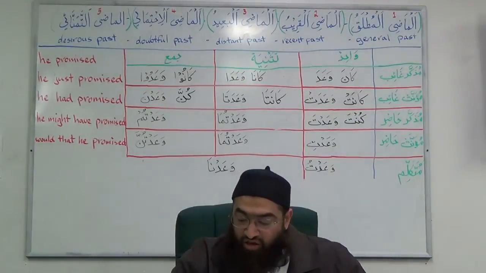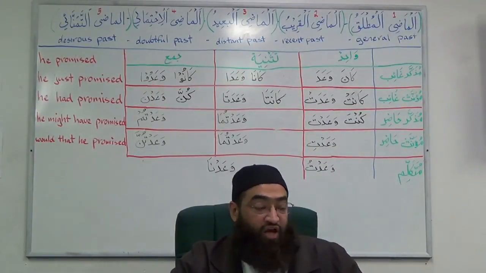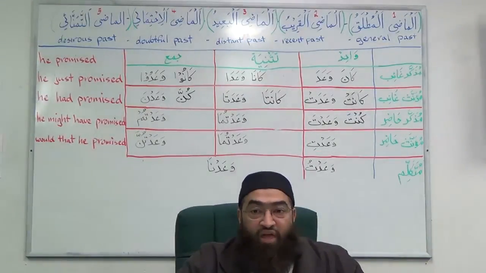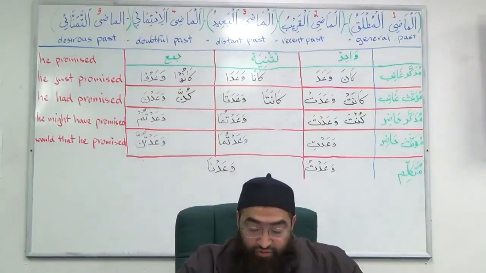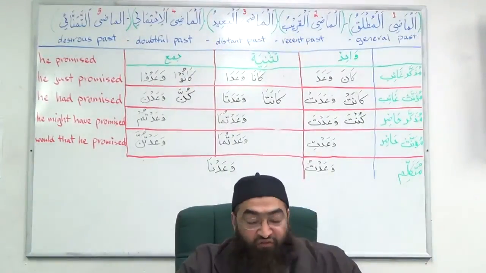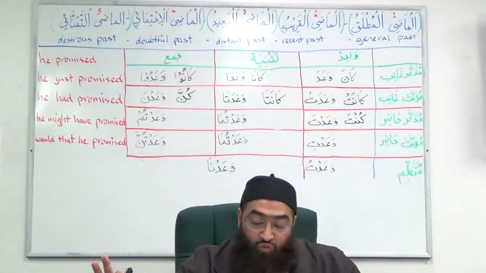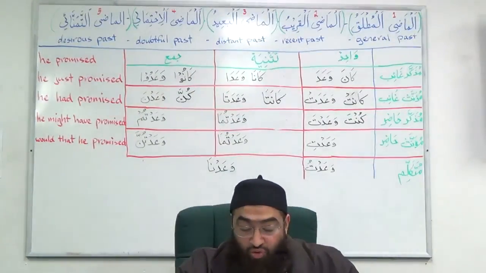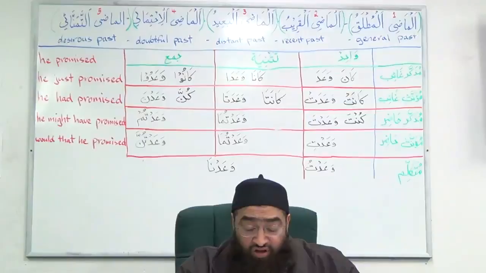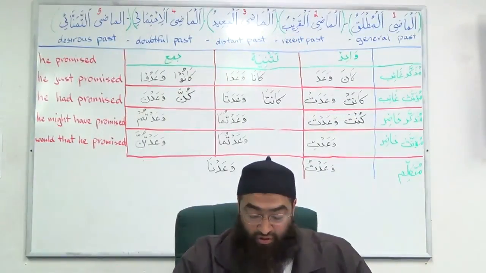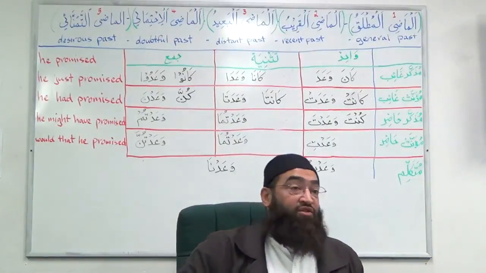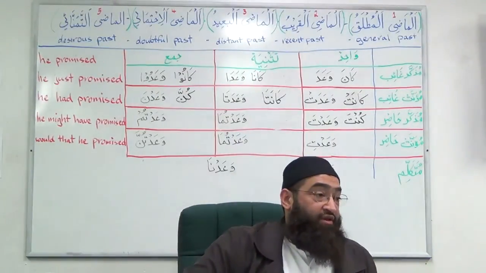Dhahaba, he left. Kana dhahaba, he had left a long time ago. So dhahab means to leave, to go. That comes in the Quran 35 times. Wajada, he found. Kana wajada, he had found. That comes in the Quran 107 times, the word wajada. And this word wa'ada, to promise, this comes in the Quran 124 times.